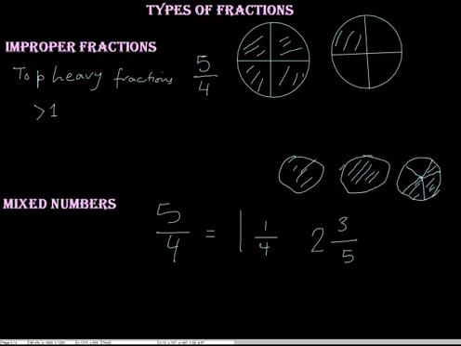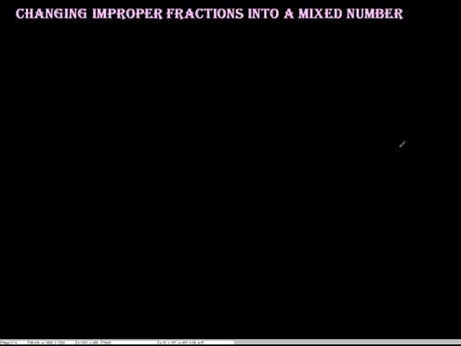So that is a mixed number, okay? So 2 and 3/5, right? So you've got a whole number part, which is 2, and you've got a proper fraction here, which is 3/5, 3 parts out of 5. Now the next task is how to change improper fractions into mixed numbers.